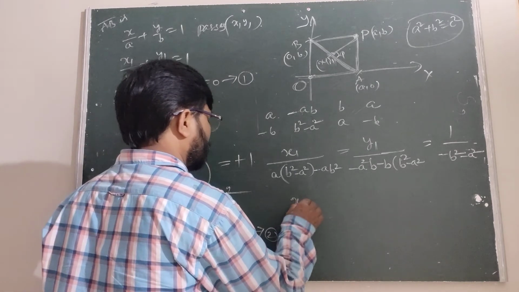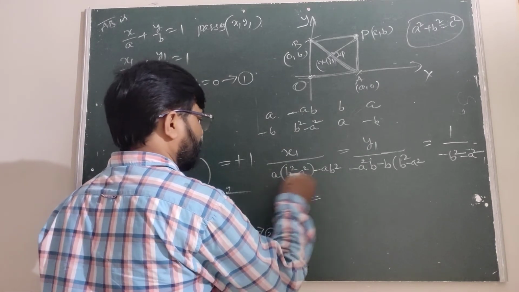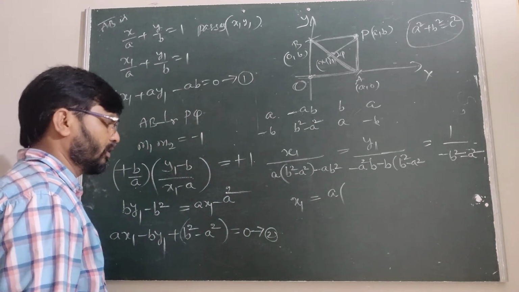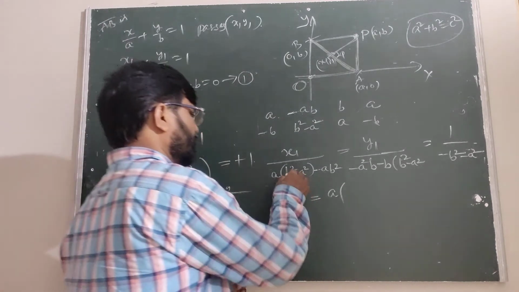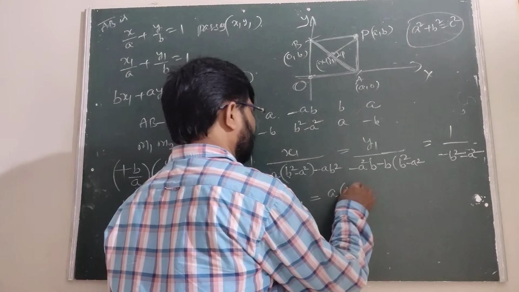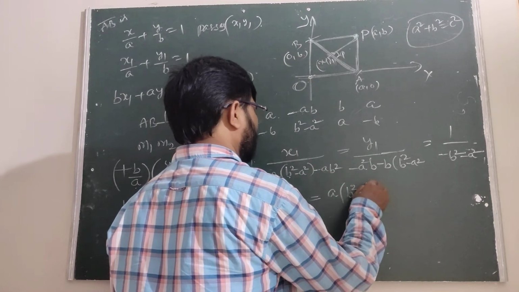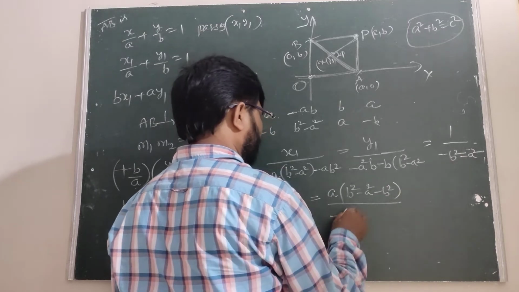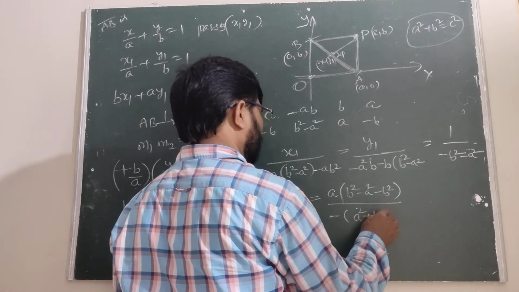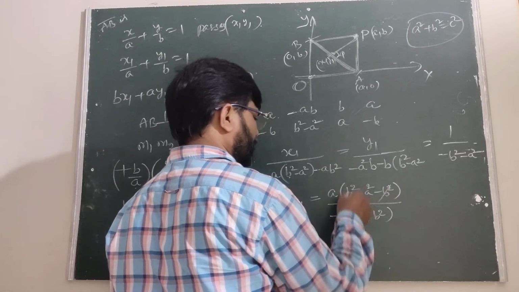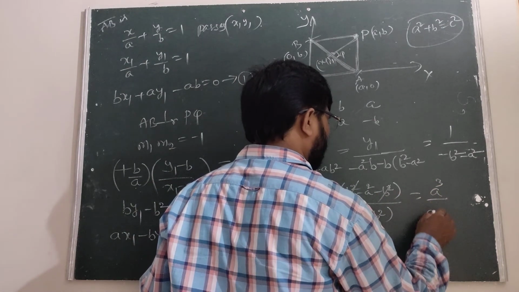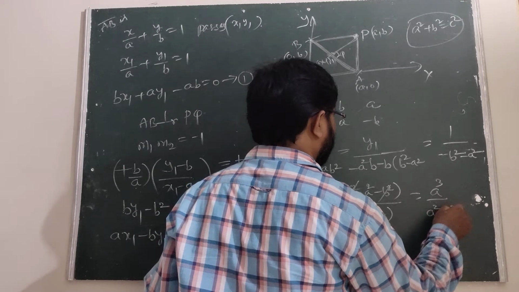Now how to write the x1? In x1 we are taking the common a. When we take the common term a, undoubtedly there is b square minus a square minus b square upon, and when we take the minus common, a square plus b square, these are cancelled. Now this is a cube by a square plus b square.